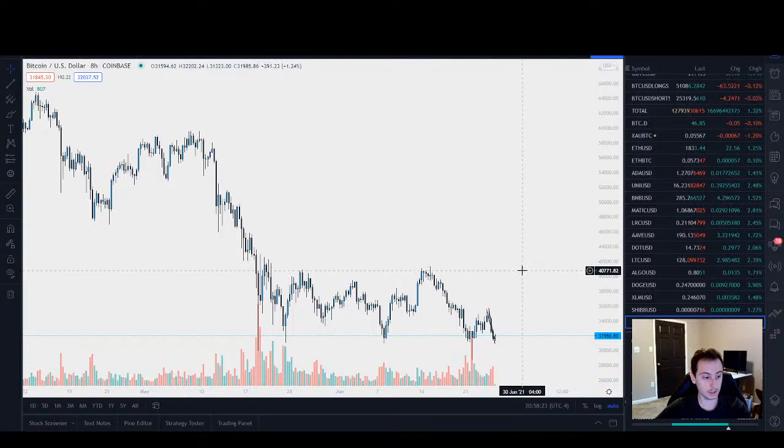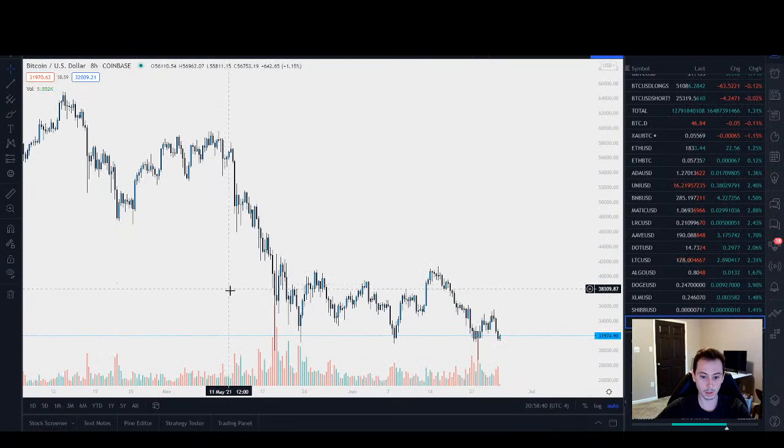So I figured I would just start a new one for you guys, and maybe we can walk through a little bit of TA on Bitcoin, kind of from scratch. So the default TradingView layout gives you the volume indicator here at the bottom.